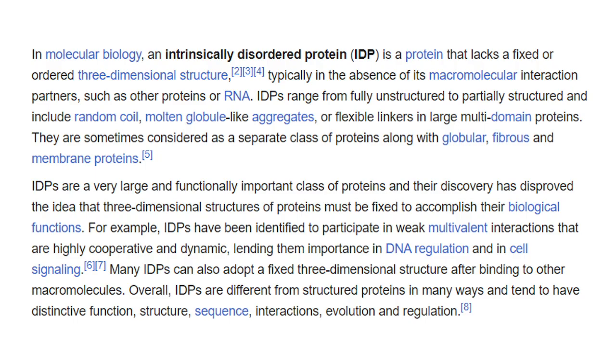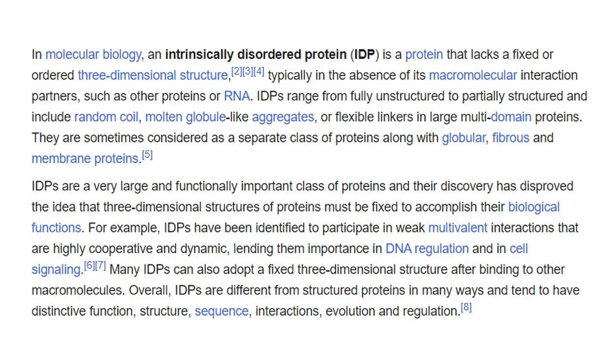The three-dimensional structure is typically absent in the absence of its macromolecular interaction partners such as proteins or RNAs. So IDPs are things that interact with nucleic acids as well. They range from fully unstructured to partially structured and include random coils, molten globule-like aggregates, or flexible linkers in large multi-domain proteins. They are sometimes considered a separate class of proteins along with globular, fibrous, and membrane proteins.